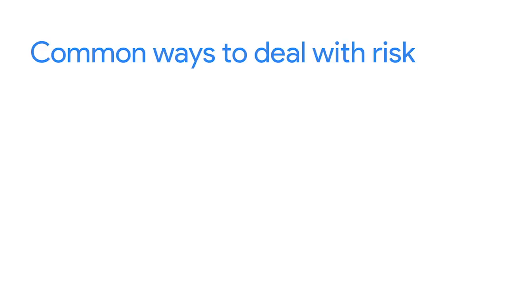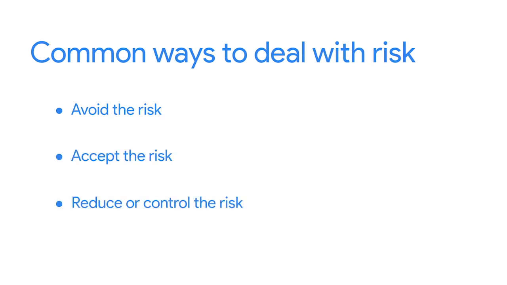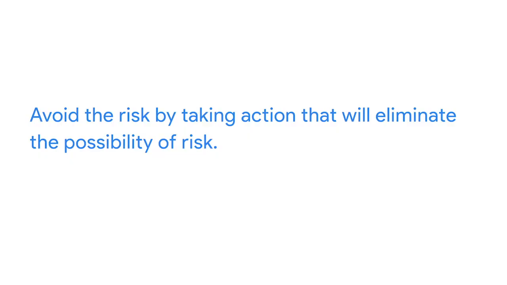Risk mitigation planning is about finding ways to eliminate or reduce the impact of potential risks to your project. There are 4 common ways to mitigate risk. You can avoid it, accept it, reduce or control it, or transfer it. Let's discuss each option using the office screen example.